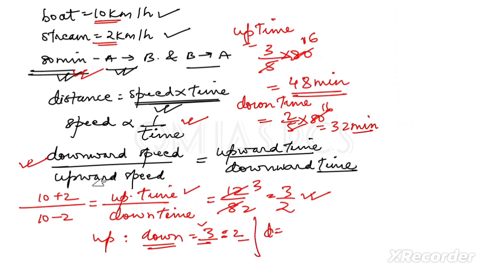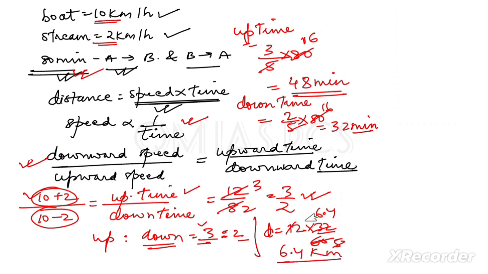D is equal to what? You can take this speed or this speed, and based on that you can take the corresponding time. If I am taking this speed, the downward speed, it is 12 kilometer per hour. So time will be what? This one, 32 minutes, but we have to convert it into hours. So it will be 32 divided by 60. So distance will be 6.4 kilometer.